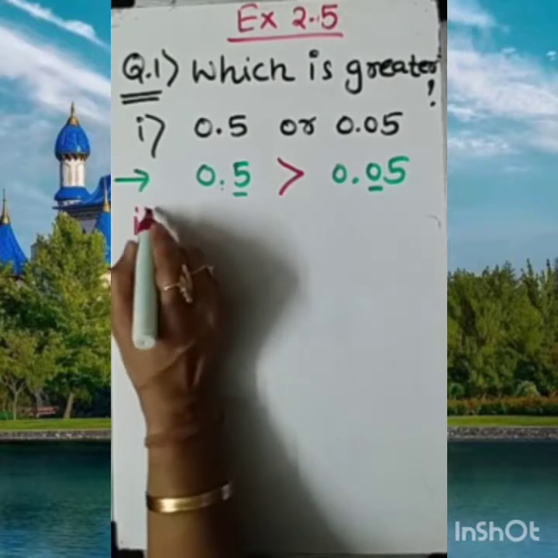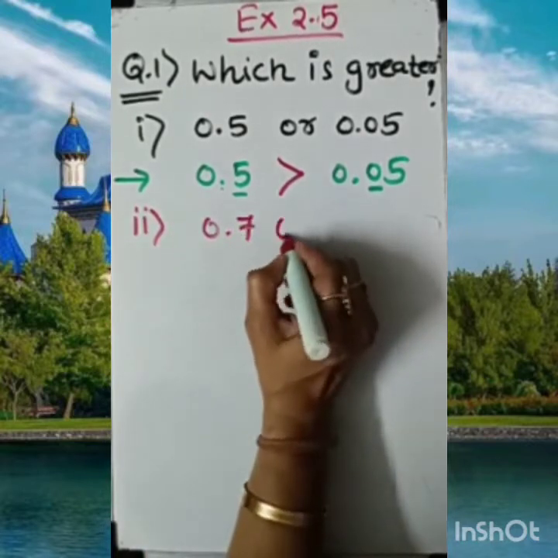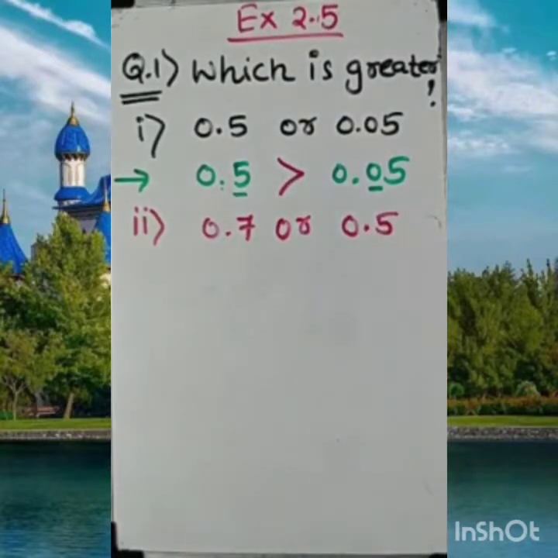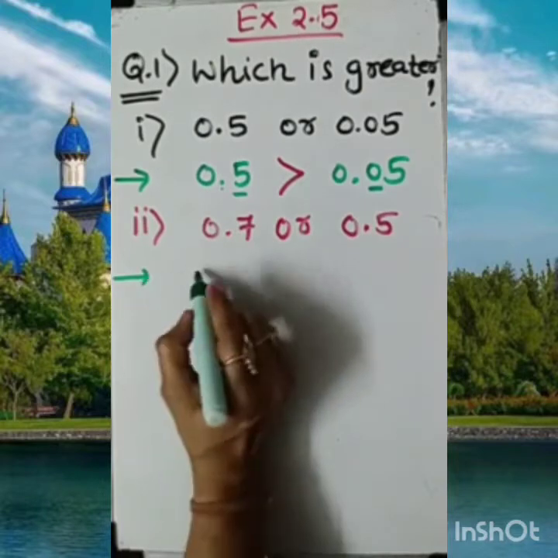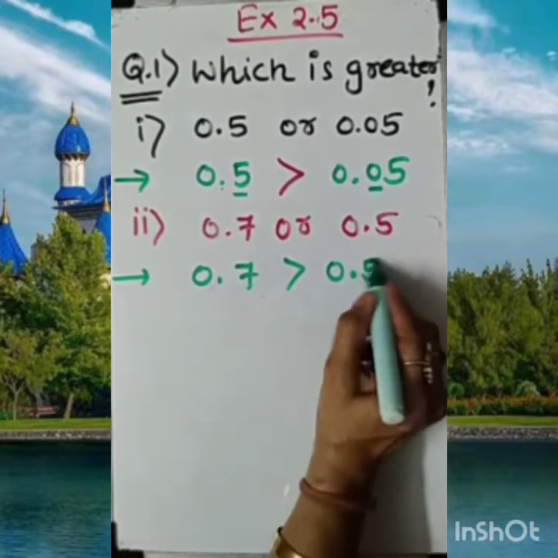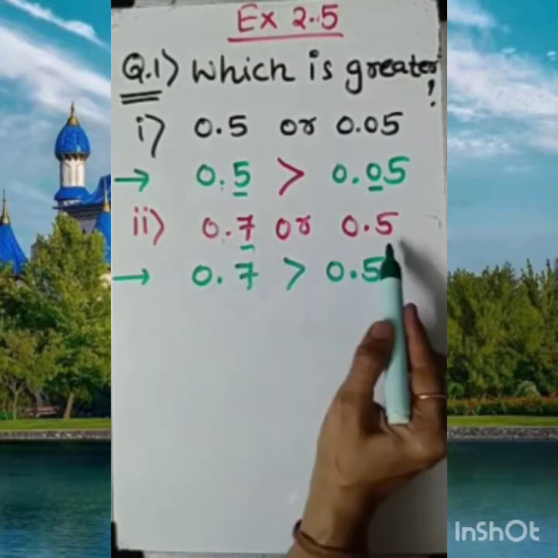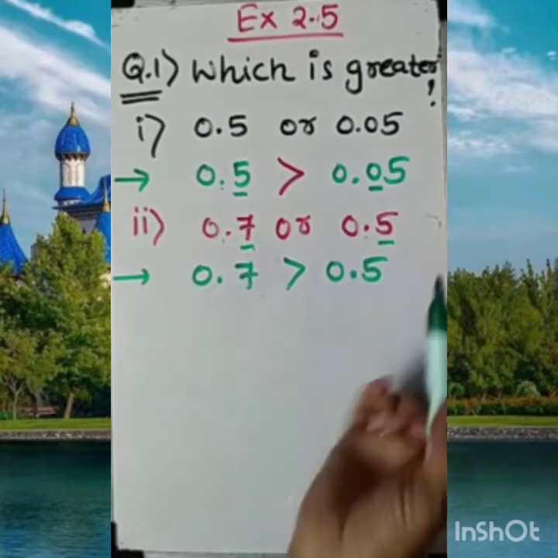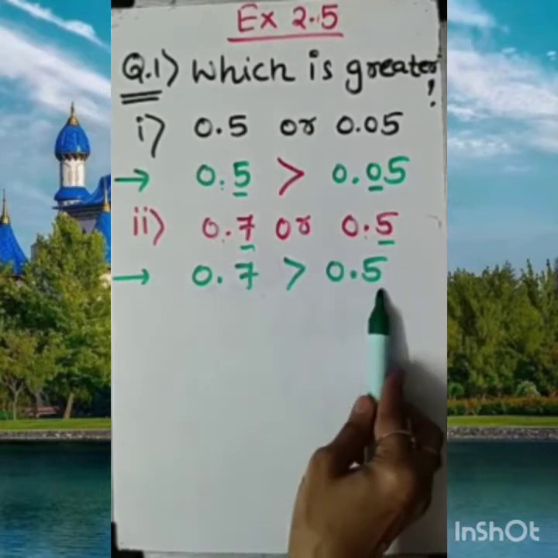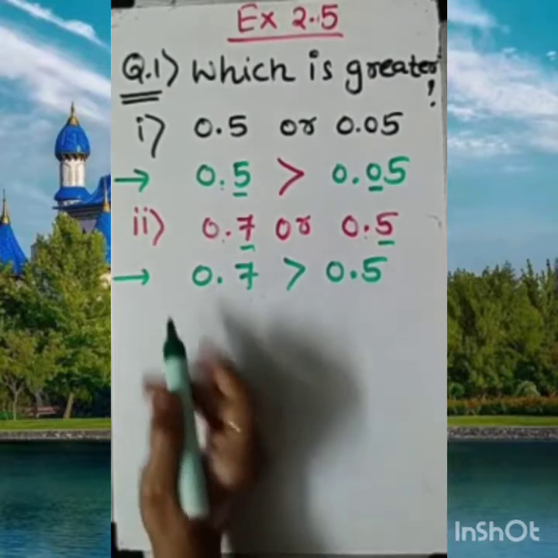Let's try to understand the second. 0.7 or 0.5. In this also you can see here 0.7 is greater than 0.5. What is the reason? Because after the decimal 7 is here and immediately after the decimal 5 is here. 7 is always bigger than 5. So 0.7 is greater than 0.5.